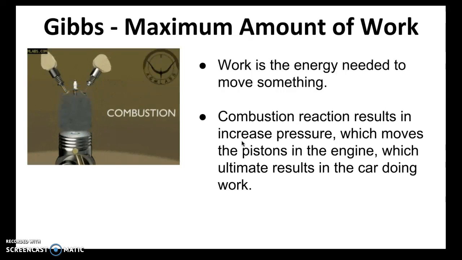So what Gibbs free energy is measuring is the maximum amount of work that combustion process can do. We are going to lose some of the ability of the system to do work to all sorts of things, but Gibbs is measuring the maximum amount. If everything went well, there was no friction, this is the maximum amount of work it can do.